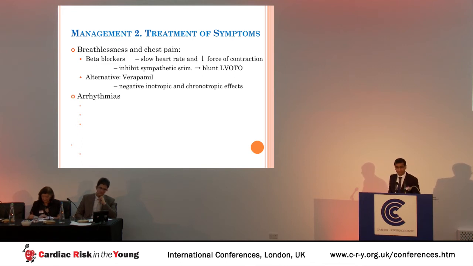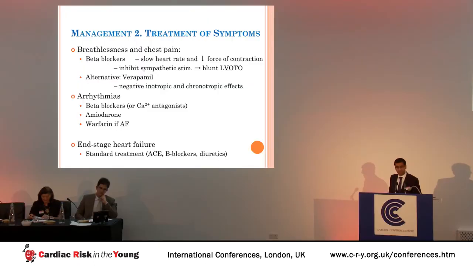In terms of arrhythmias, again, these can be treated very successfully either with beta blockers or calcium channel antagonists. And in patients with atrial fibrillation, amiodarone can be very useful in trying to maintain sinus rhythm. And of course, in these patients, warfarinization should not be forgotten. And finally, end-stage heart failure for those patients who develop this is treated along standard lines, including the use of ACE inhibitors, beta blockers, and diuretics.